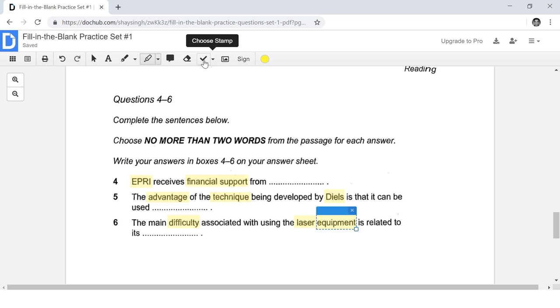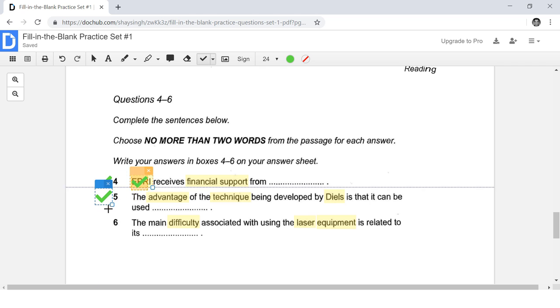What I'm going to do is simply put a check mark next to the easy questions, and I'm going to do those ones first. So I'm going to put a check mark next to number 4 and next to number 5. That way I know that number 4 and 5 are the easy ones. I'm going to do those first, and then number 6, I'm going to leave that one for last.